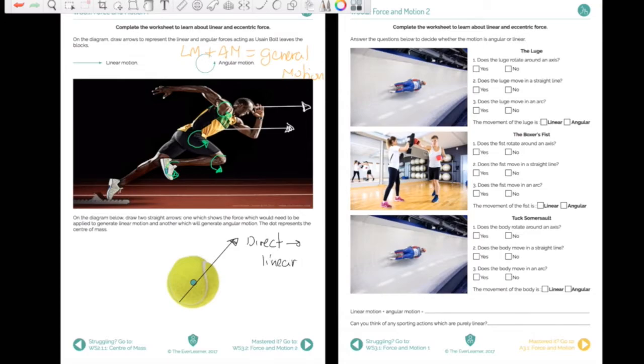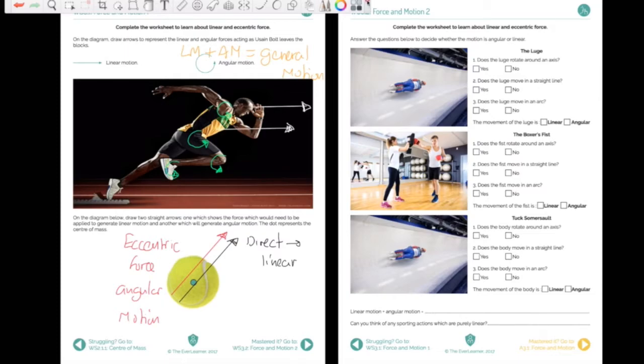And let's use a red line, and let's imagine that we are applying a force here, that red line, and that red line, of course, is what we call the eccentric force. And that eccentric force is going to produce angular motion. All right, so obviously we're not saying we'd apply them at the same time, but the point is we can apply different types of forces to the ball to get different types of actions out of it.